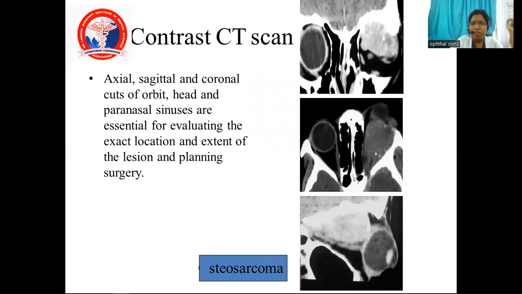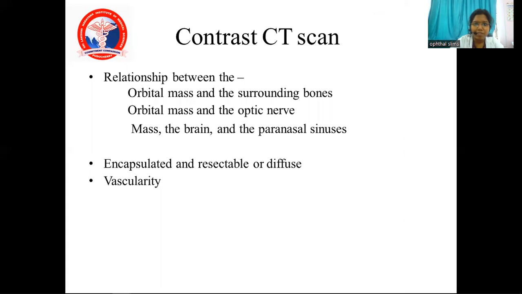CT scan. Axial, sagittal and coronal cuts of the orbit, head and paranasal sinuses are essential for evaluating the exact location and extent of the lesion and planning for surgery. This is a lesion which is an osteosarcoma. CT scan. It is helpful in showing the relationship between the orbital mass and the surrounding bones, and also to differentiate between the orbital mass and the optic nerve, where the mass is situated, and its relation with the brain and the paranasal sinuses. Also, it helps to tell us whether the mass is encapsulated, unresectable, or diffuse, and also tells about the vascularity of the mass.